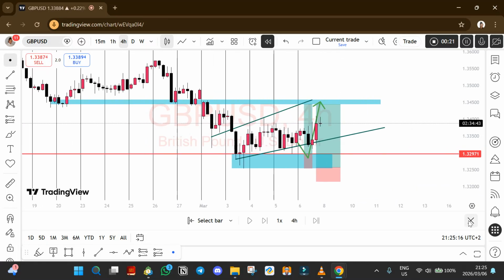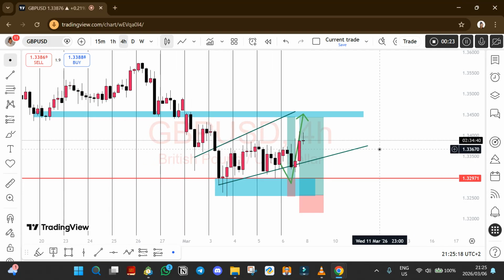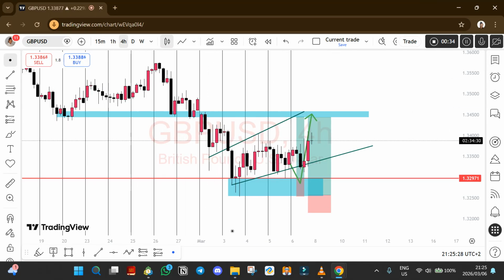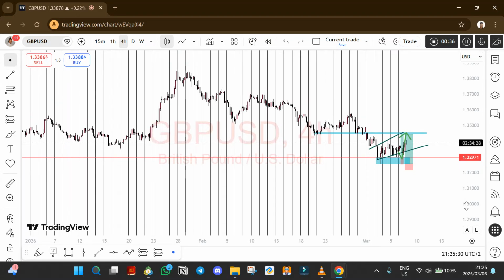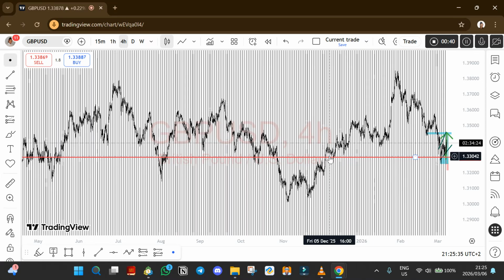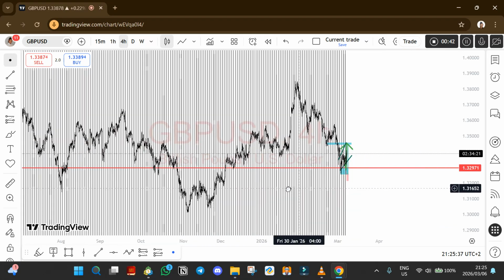Yesterday, I didn't really get into the reasons why I said that the market was going to go up. Today, right now, I want to get into those reasons. We were looking at the 4 hour chart, if you remember. On the 4 hour chart, this red line comes from over here. It's a 4 hour support.